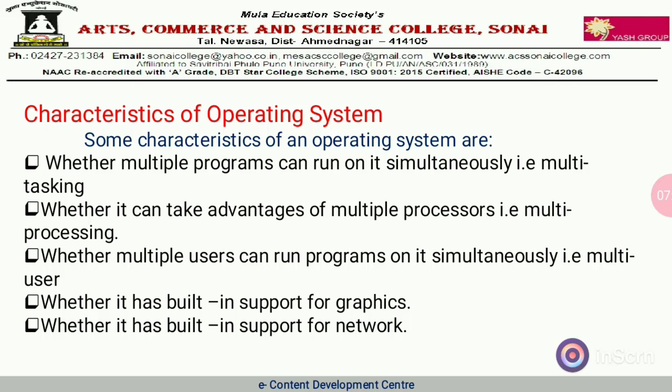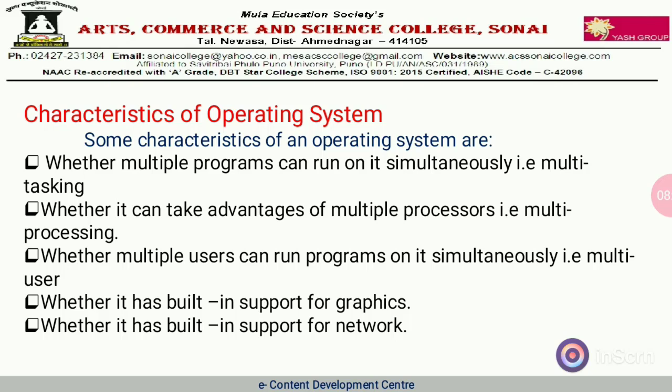Next is graphic support. Because of the operating system, the computer provides graphic support. The most important and useful characteristic of an operating system is graphic support. Because of graphic support, users can easily use the computer, easily execute difficult programs, handle difficult situations and solve difficult problems.